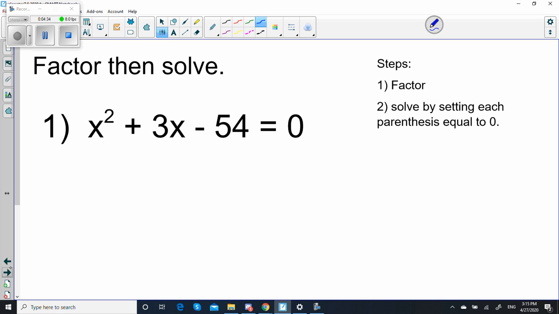And then it's already set equal to 0, so then I'm going to solve, just like I did on the other connection to prior learning page. There really isn't any new learning here. We already know how to do both of these steps separately. Now we're just going to put them together.